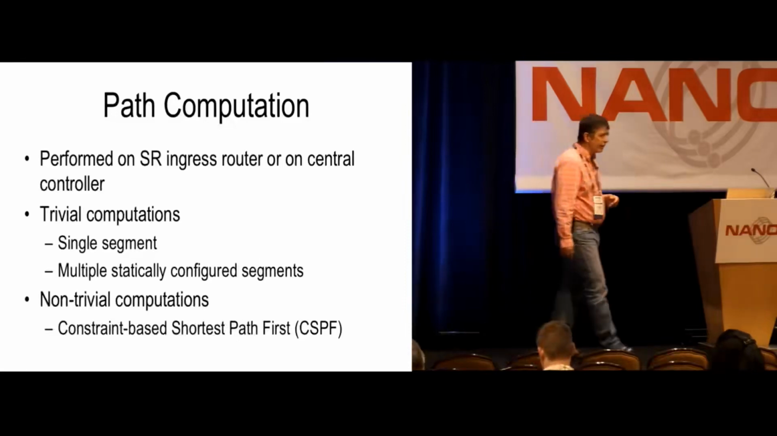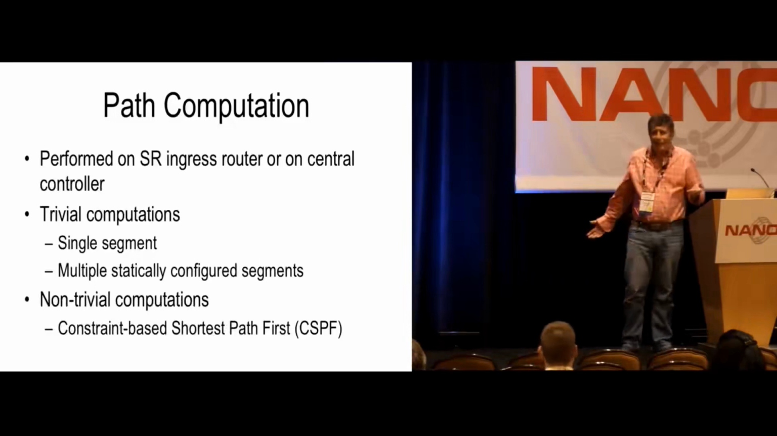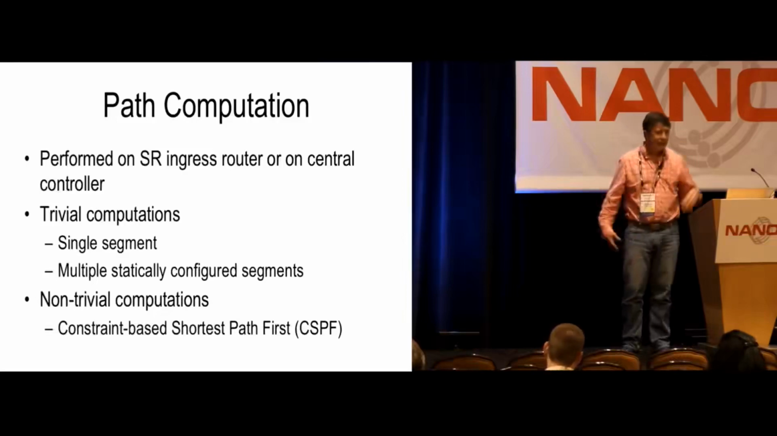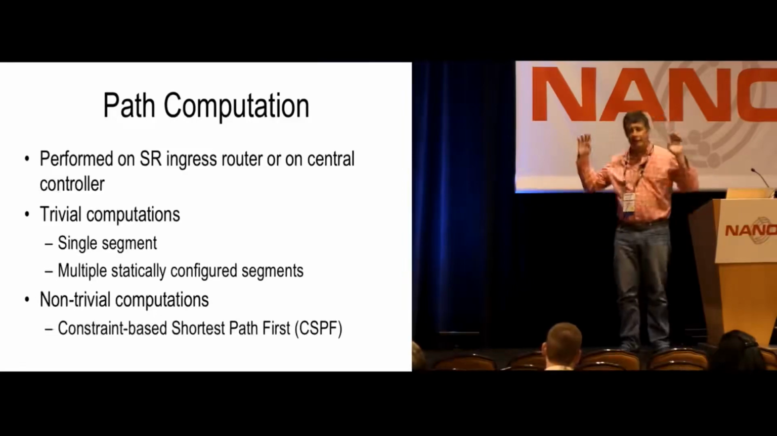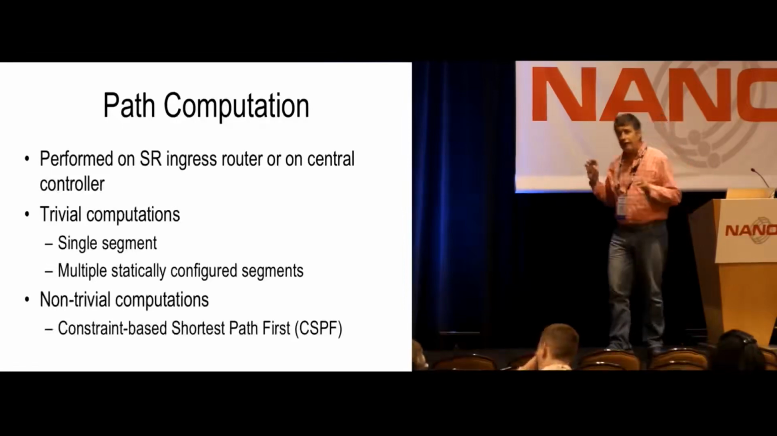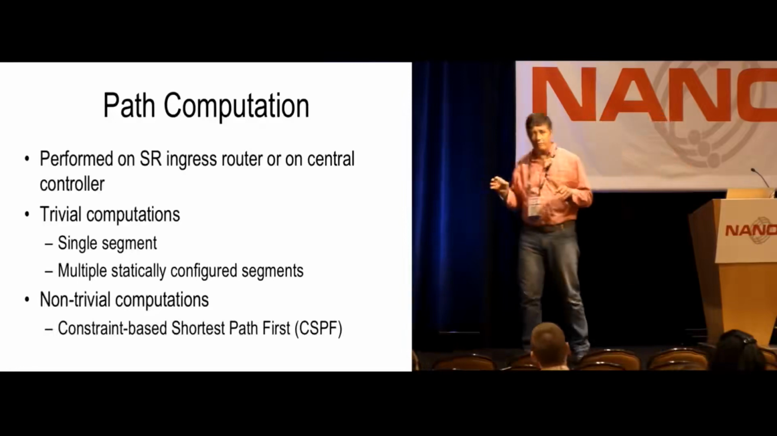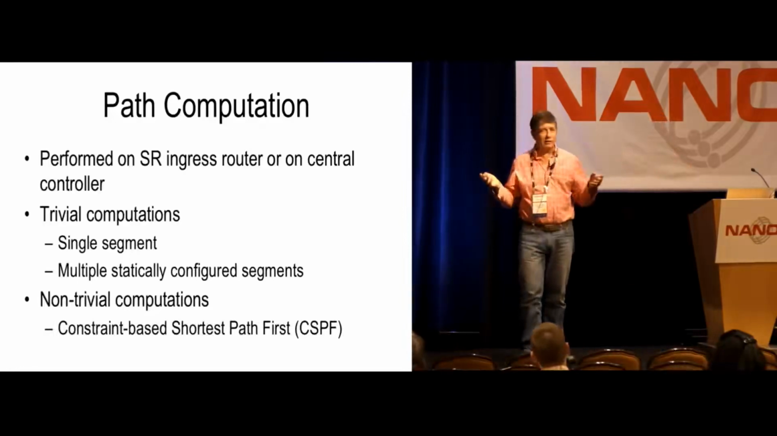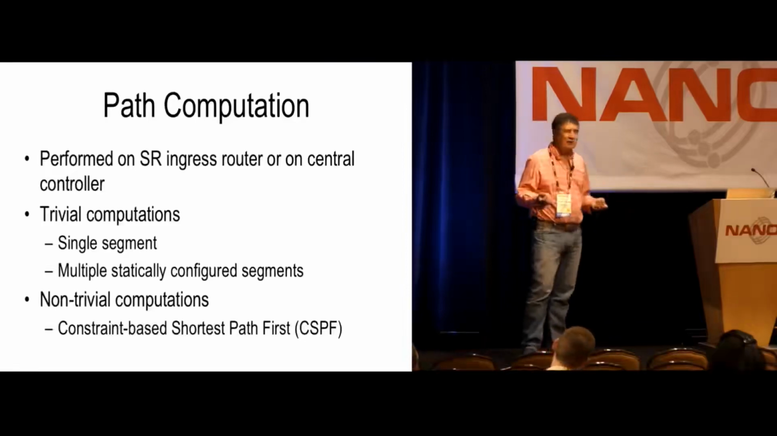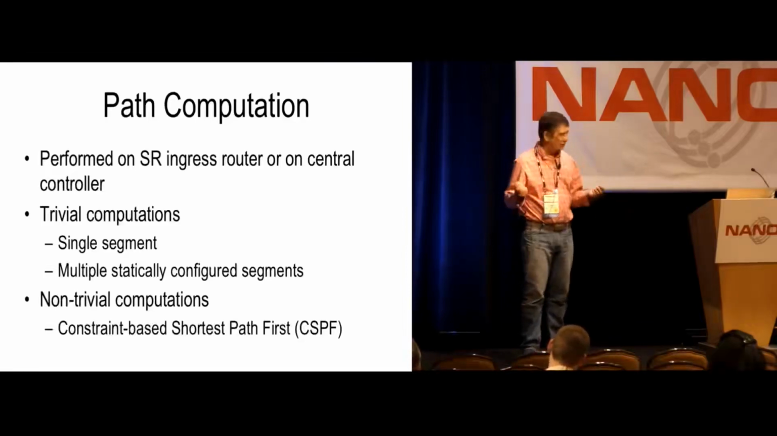Another trivial path computation is where you statically configure it. I know perfectly well that there are 7 adjacency segments that I want to go through. I'm going to configure them statically, and that's really trivial. Both of these can be done either in a distributed way on the ingress LSRs or in a centralized controller. And you know what? If that was the extent of your problem, you probably wouldn't be using SR at all. You'd probably be using GRE tunnels. The odds are you're using SR because you have a TE issue.